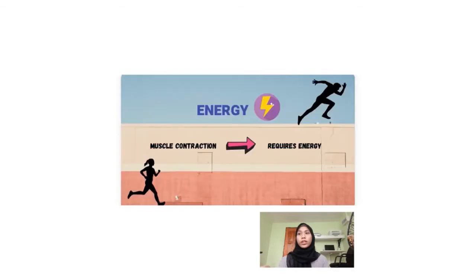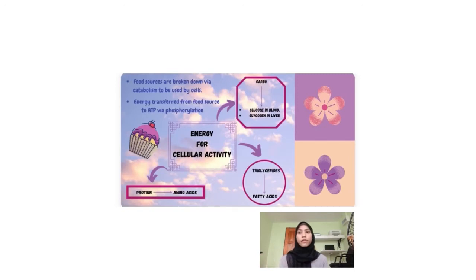So I would like to start with energy. As we know, if a muscle contracts, it needs energy. Any muscle contraction requires energy, and this is energy for cellular activity. Carbohydrate to glucose in blood, glycogen in liver, triglycerides or fats to fatty acids, and proteins to amino acids. This energy is transferred from food sources to ATP via phosphorylation. These food sources are broken down via catabolism to be used by cells.